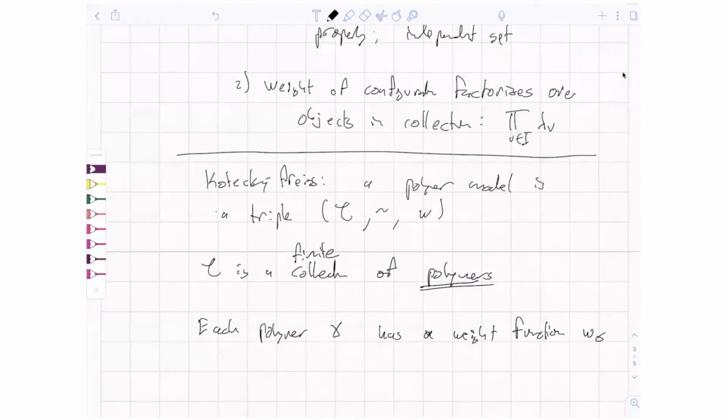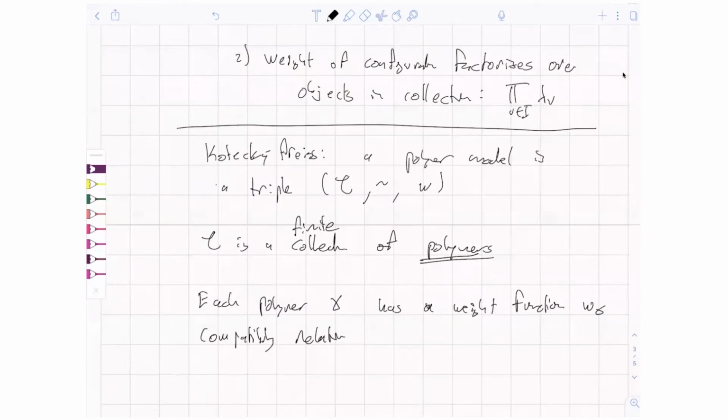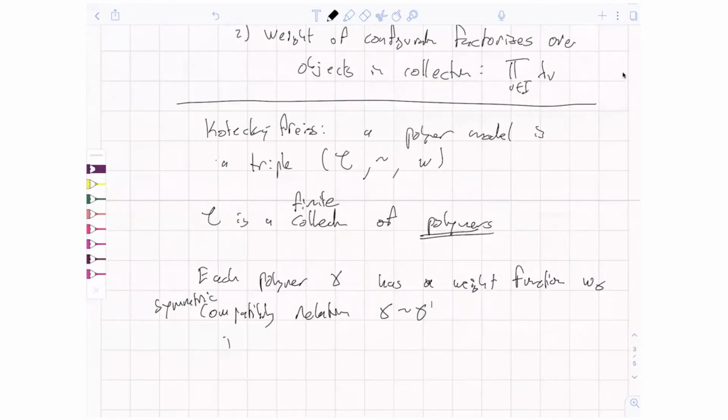I think for all the applications we'll care about, this will be a non-negative number, but it has a weight function W of gamma, and there's a compatibility relation. Let's say it's a symmetric compatibility relation. We say gamma is compatible with gamma prime, and we write it this way. And we insist that gamma is incompatible with itself for all gamma. So the incompatibility relation is symmetric and reflexive.